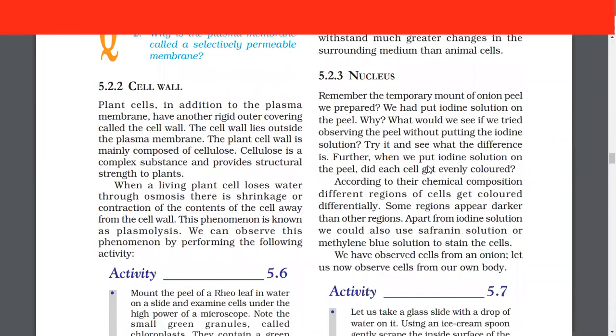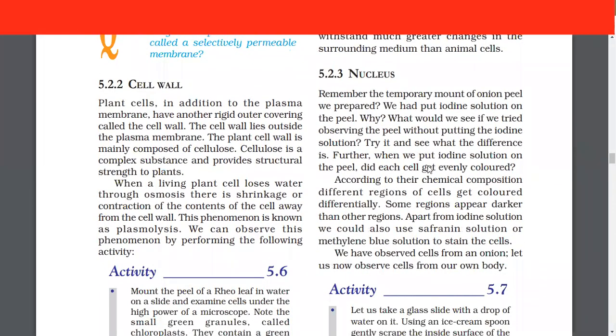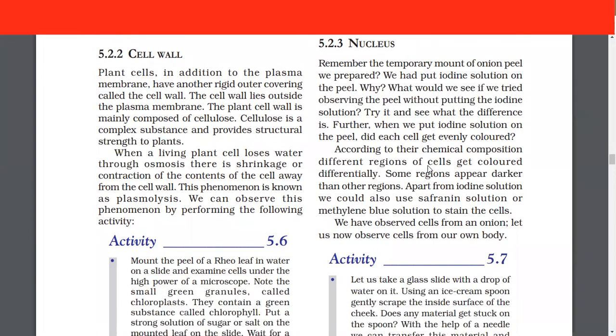Nucleus. Remember the temporary mount of onion peel we prepared? We had put iodine solution on the peel. Why? What would we see if we tried observing the peel without putting the iodine solution? Try it and see what the difference is.